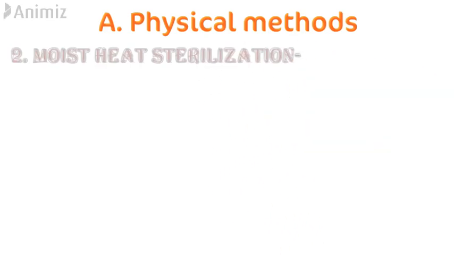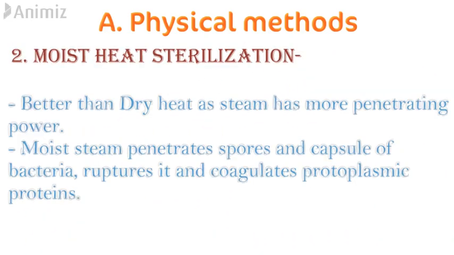Second technique is moist heat sterilization. This technique is better than dry heat sterilization as steam has more penetrating power as compared to dry heat. Moist steam penetrates pores and capsules of bacteria, ruptures it, and coagulates protoplasmic proteins.